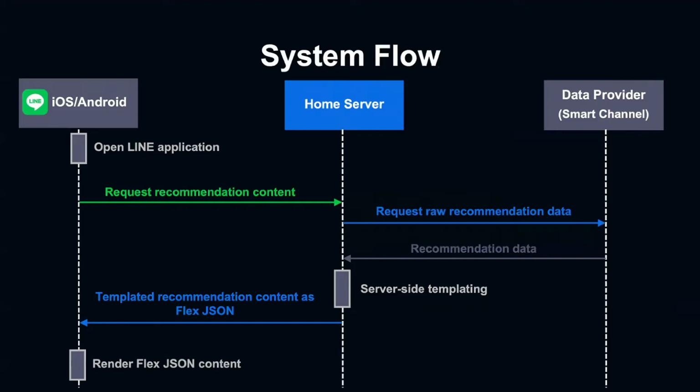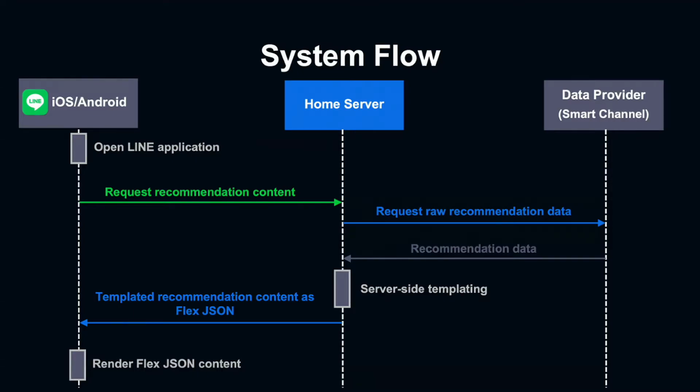Now, I would like to introduce the flow of the recommendation system. When a user opens the Line application, the client requests the recommendation data from the home server. The home server, of course, doesn't have any recommendation data. It asks the upstream server, which is a data provider, to get the raw recommendation data. After getting the recommendation data, the server will generate a Flex JSON.